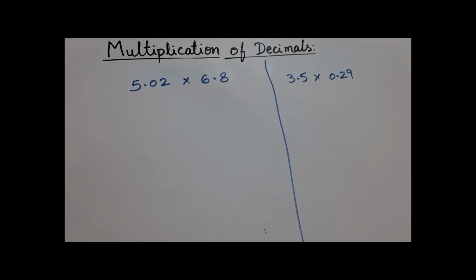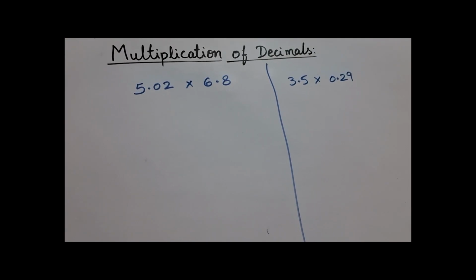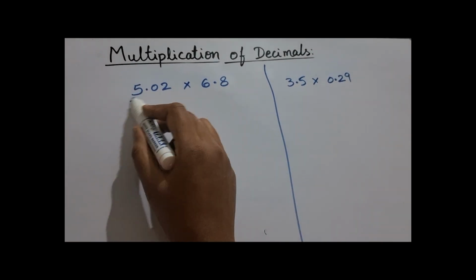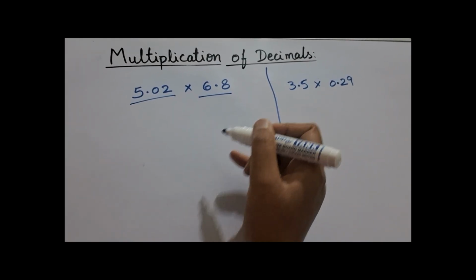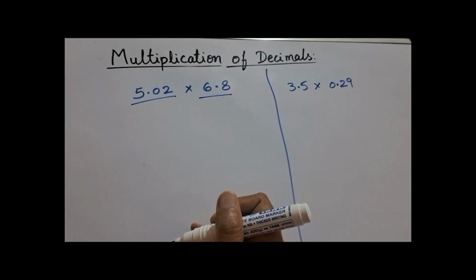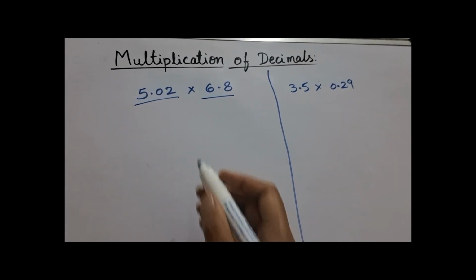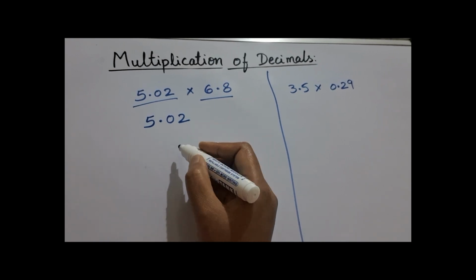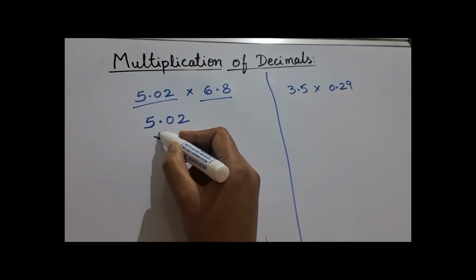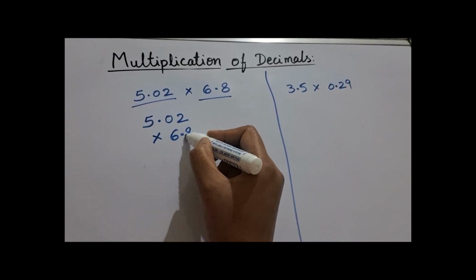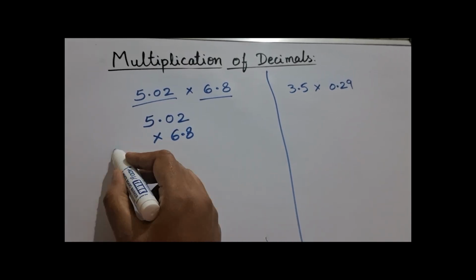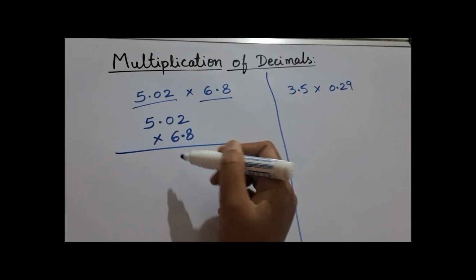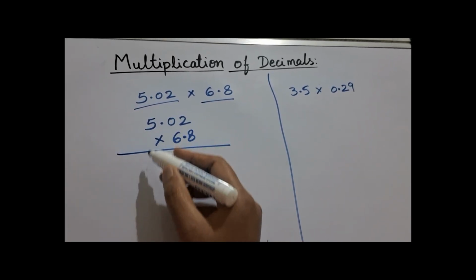Now let us consider some more examples, children. Here two numbers are decimal numbers. Then how to do multiplication of two decimal numbers? So I am writing one decimal number here. 5.02 is multiplied with 6.8. Now, without considering the decimal points, we have to do normal multiplication.